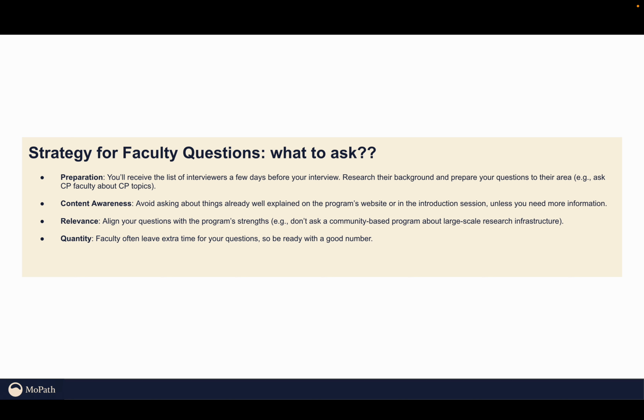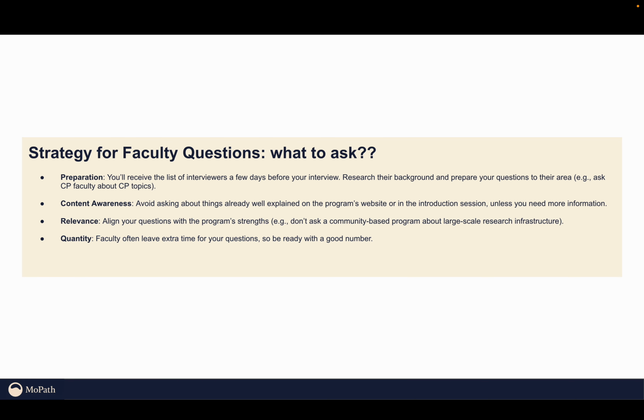It's always good to connect your questions with the program's strengths. If you are interested in research and the program has good research opportunities, it's good to ask about these opportunities and what kind of support they can offer to the residents. And as I said before, you will have a good time.